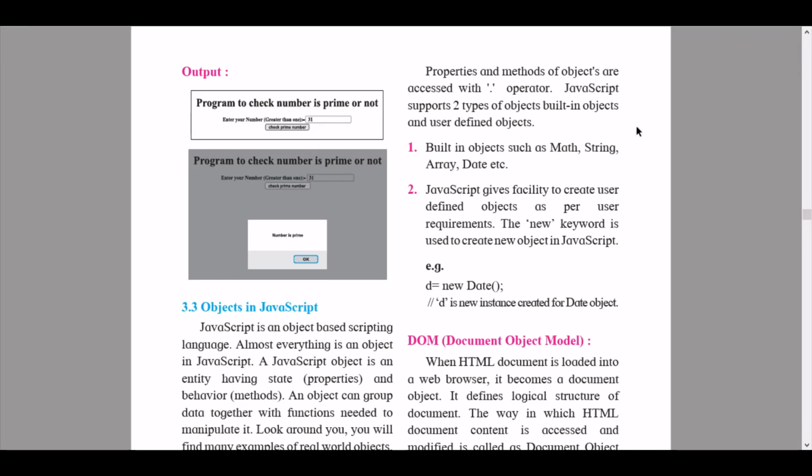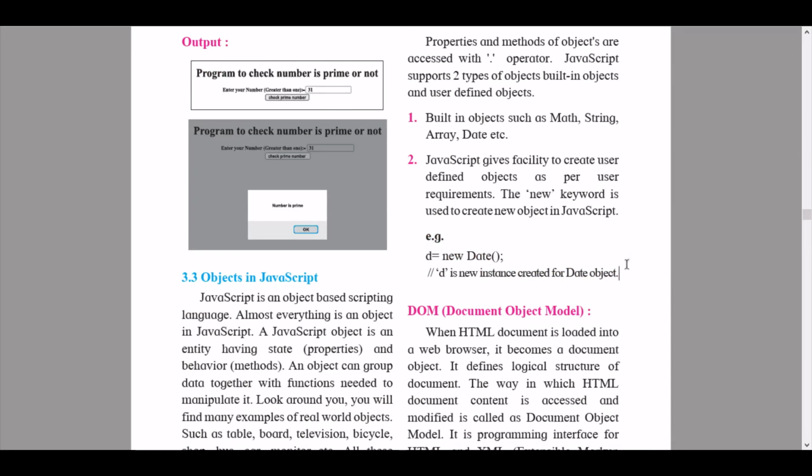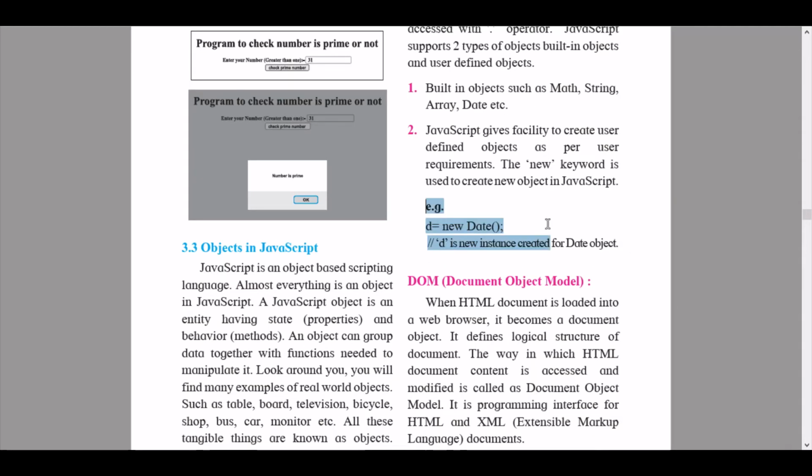Then we continue to pointer number 2. JavaScript gives the facility to create user-defined objects as per user requirements. The new keyword is used to create a new object in JavaScript. An example has been given: d is equal to new Date, and then d is a new instance created for the Date object. So if the students are in the 12th grade during 2020 to 2021, please ignore this example.